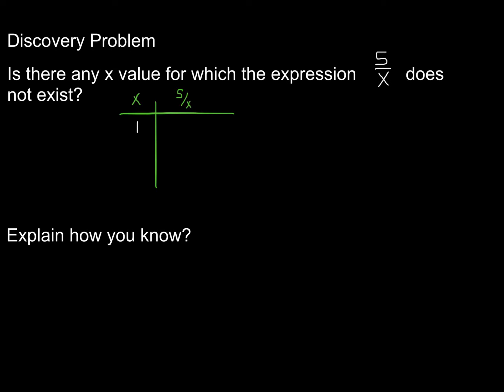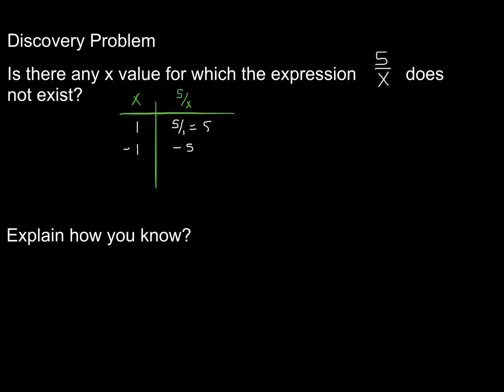Okay, well, when x is 1, 5 divided by x is going to be equal to 5 divided by 1, which of course is 5. Okay, so that makes perfect sense. It clearly exists when x is equal to 1. Maybe you try some other ones, like maybe you try negative 1. Well, 5 divided by negative 1 is negative 5.